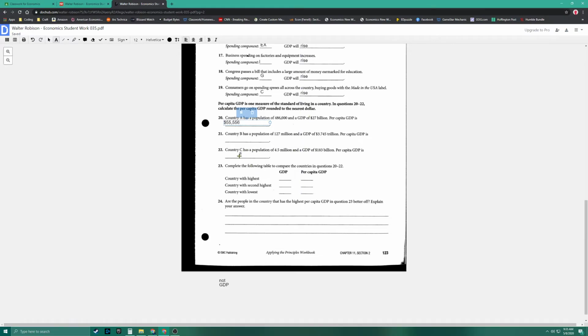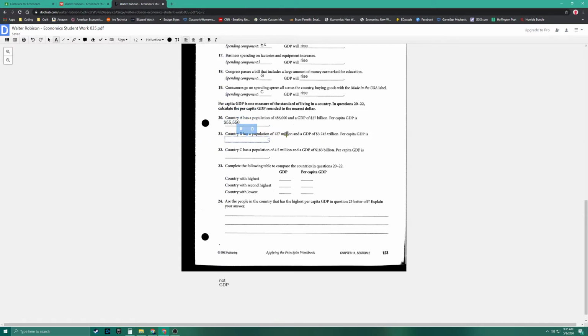Okay. So if you took the $27 billion that's in the gross domestic product for that country and you equally distributed it between each person, that would mean that the people living in this country would have a standard of living of $55,556. You do the same thing for country B.